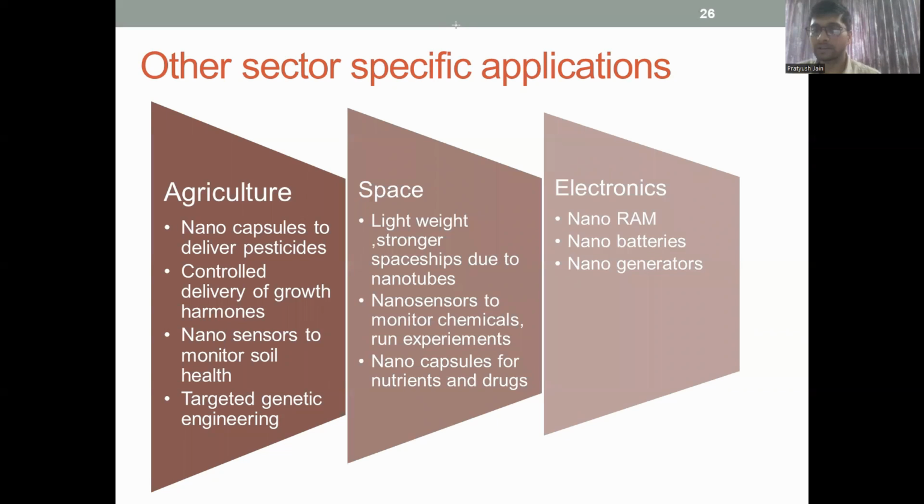Electronics: nano RAMs, nano batteries, nano generators. If you are talking about nano devices, we need power sources that are also of nano size. So we can use nano batteries. Instead of using batteries, we can use a power generating source, a nano generator, directly. So these are some examples of sector-specific applications.